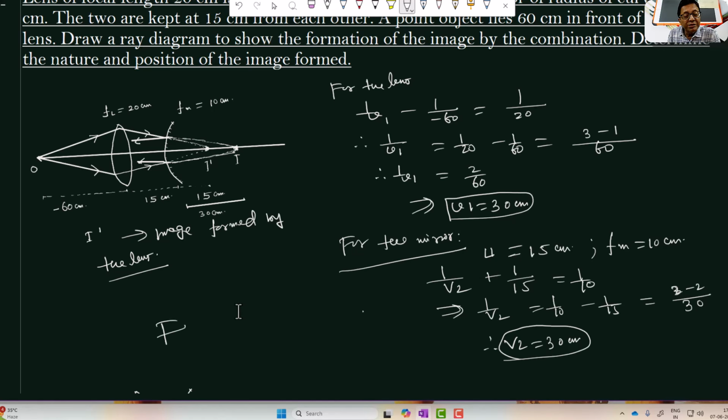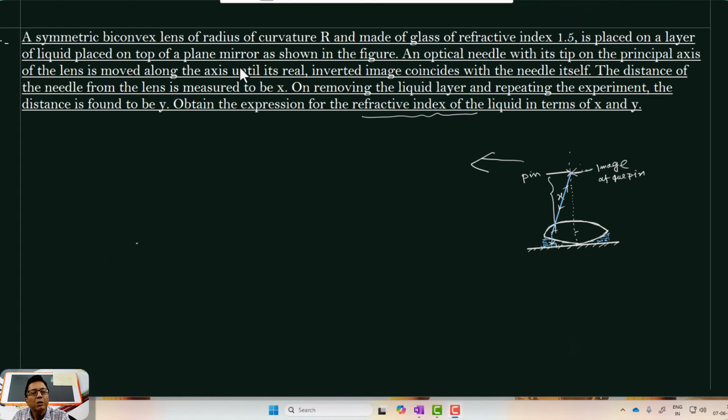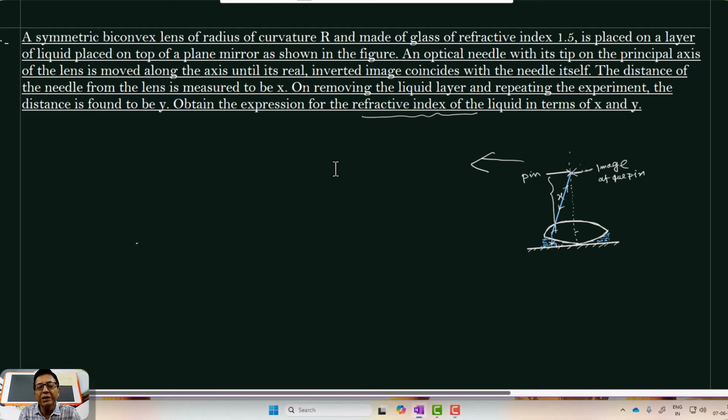So the final image I is formed at a distance of 30 centimeter from the mirror. Hope you have understood. This is going to be a very interesting problem. I think it is linked with a problem in the textbook.